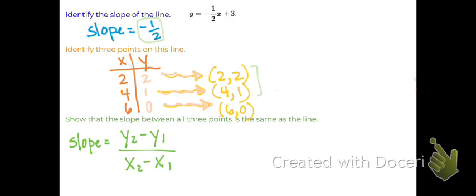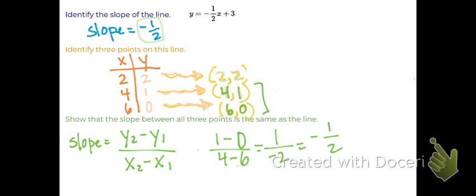use the slope formula, which is the change in the y coordinates, so 2 minus 1 over the change in the x coordinates, 2 minus 4. So we get 1 over -2 or -1/2. Good, it's the same. If instead we pick these, the change in the y coordinates, 1 minus 0, divided by the change in the x coordinates, 4 minus 6. That's 1 minus 0, is 1. 4 minus 6 is -2. And again, we get -1/2.